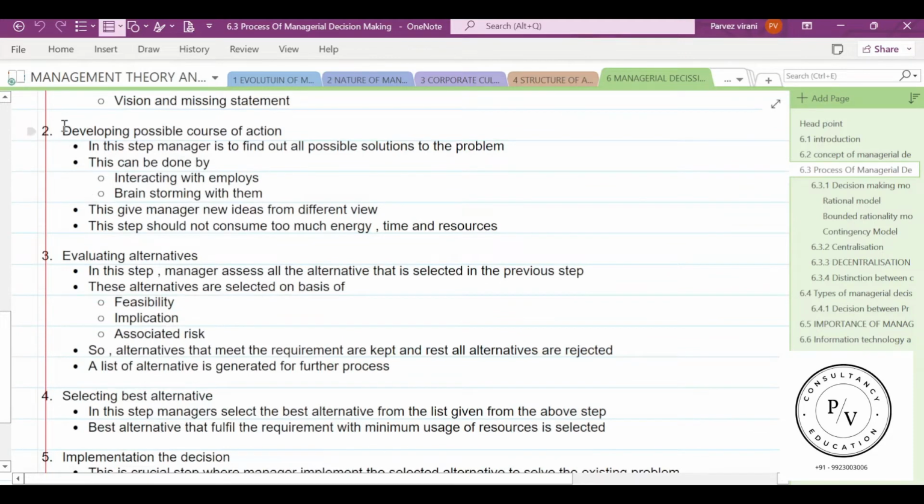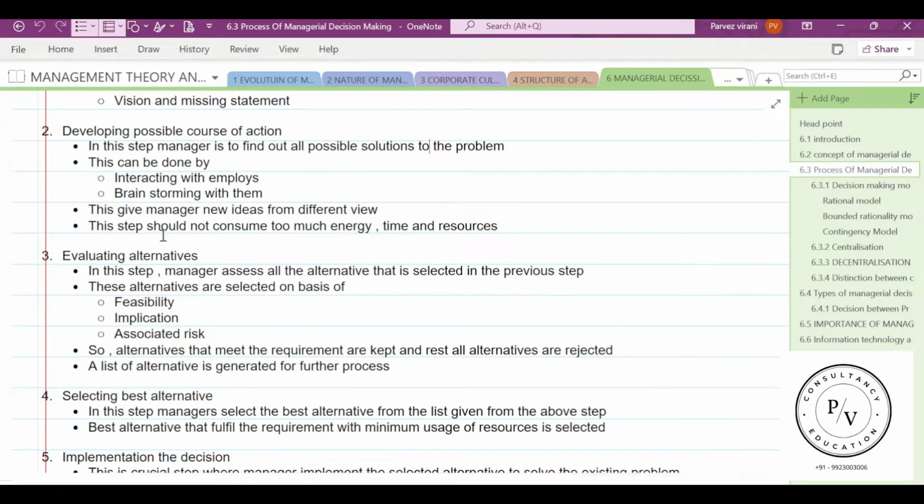Second, developing possible courses of action. In this step, the manager is supposed to find out all the possible solutions to the problem. This can be done by interacting with employees, brainstorming with them. This gives the manager new ideas from different points of view. This step should not consume too much energy, time and resources.